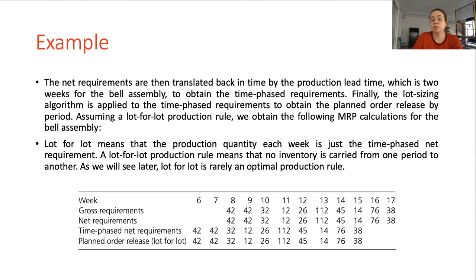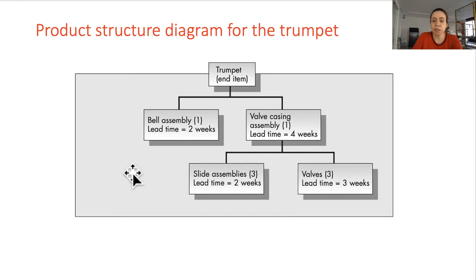And now we will make MRP calculations for the bell assembly. Let's check bell assembly. Here we have the bell assembly in the bill of materials. We see that we require a single bell assembly for each trumpet, and the production lead time for the bell assemblies is 2 weeks.